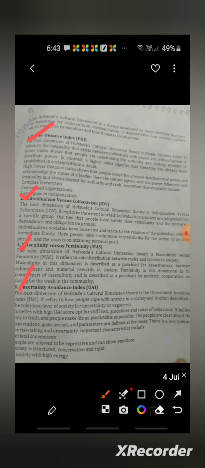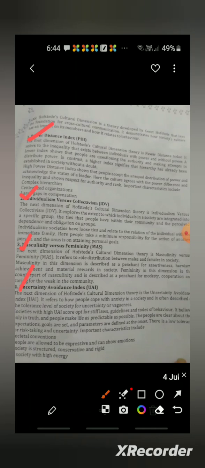Societies with a high UAI score opt for stiff laws, guidelines, and codes of behavior. It believes only in truth and people make life as predictable as possible. The people are clear about their expectations, goals are set, and parameters are defined at the onset. There is a low tolerance for risk taking and uncertainty.